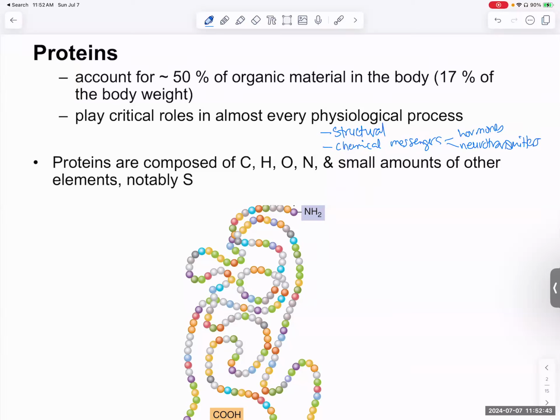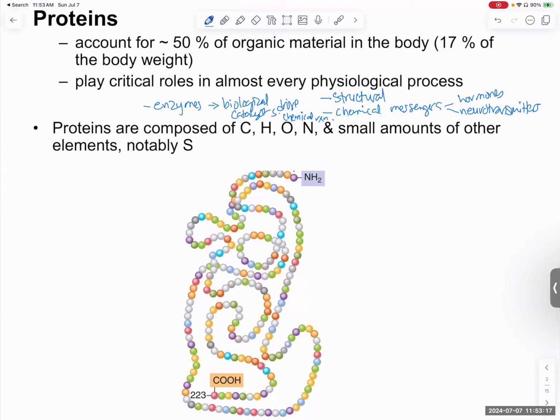So proteins can also be enzymes that drive reactions, right? So they would be like biological catalysts that drive metabolism or any kind of chemical reaction. So not just structural, but there are many other things that we use proteins for. And proteins really are organic and they contain carbon, hydrogen, oxygen, nitrogen, and sulfur. So this is sulfur right there.